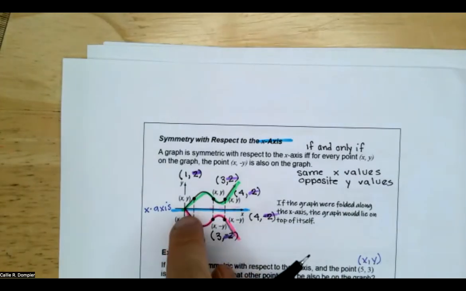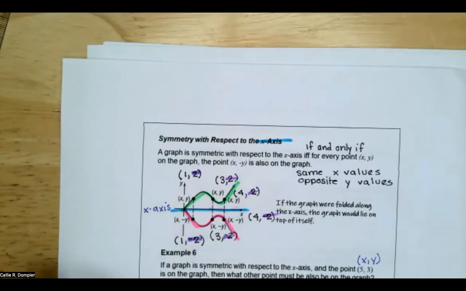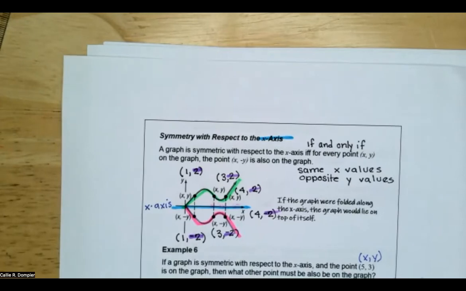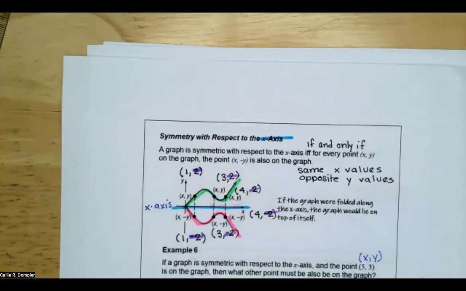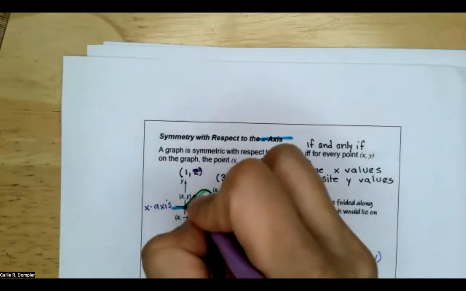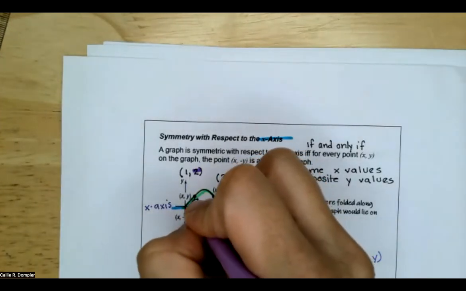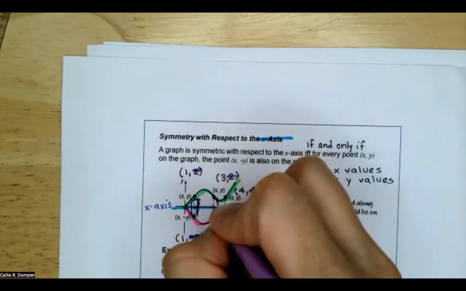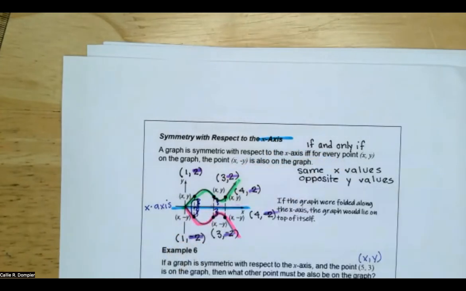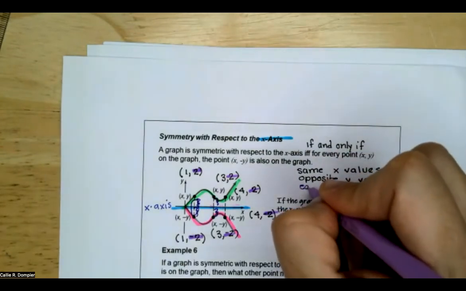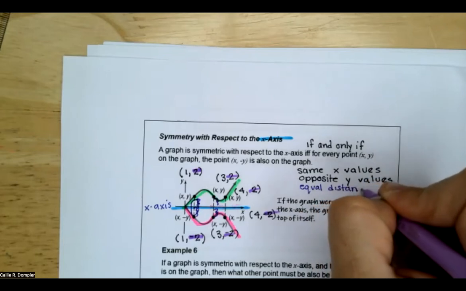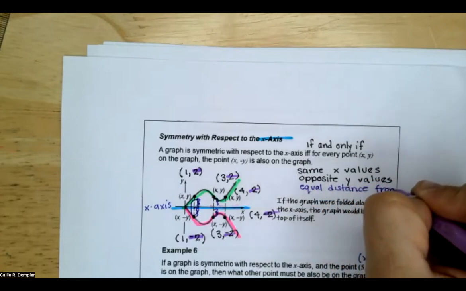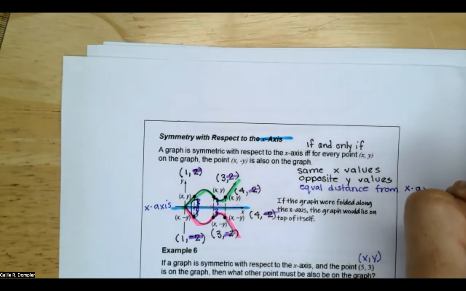Good. Everything is equal distance from the x-axis. So what we're measuring is this amount right here. This distance is the same as this distance, right? This distance is the same as this distance. Equal distance from the x-axis.